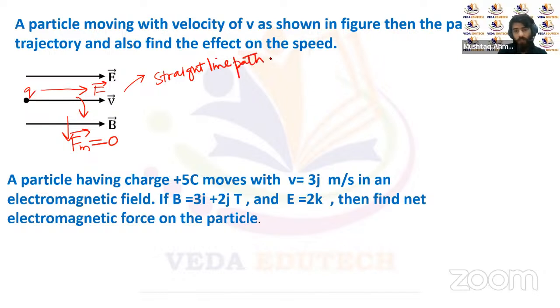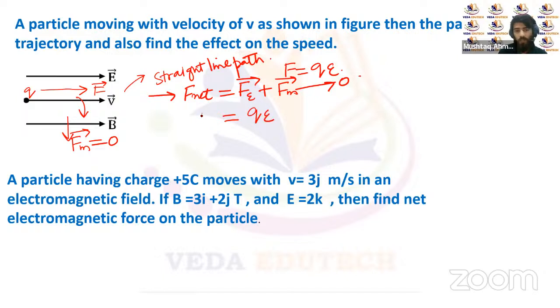So this charged particle will still move along a straight line path, right? Now, also find the effect on the speed. Definitely there will be an effect on the speed of this particle, because the net force acting on this particle is actually QE. The net force F net is equal to F electric plus F magnetic, and we know that this magnetic force is equal to zero, and the electric field only acting on this particle gives QE. This is the net force.